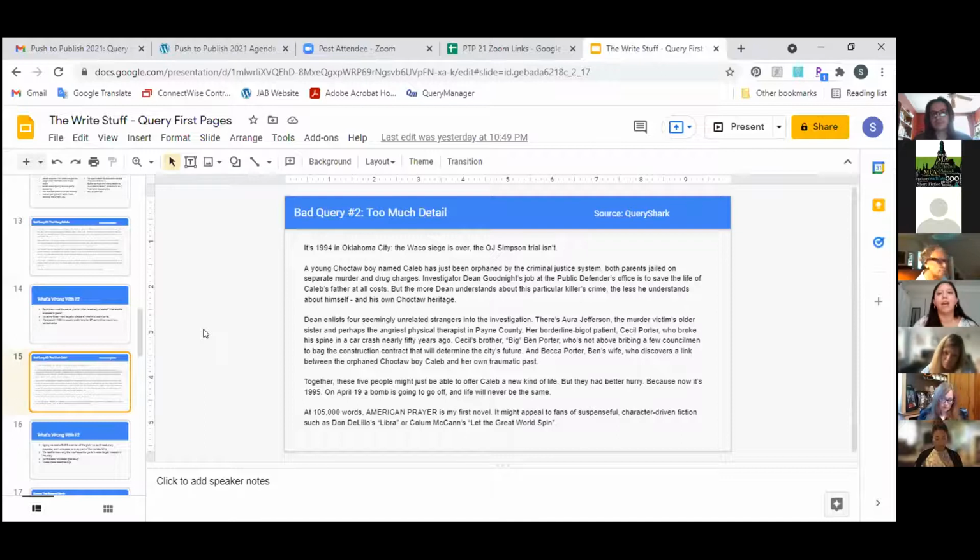Going into the next query, another issue that a lot of people have is that there's too much detail. In this one, it's 1984, we're in Oklahoma City, the Waco siege and the O.J. Simpson trial are in the headlines. This young Choctaw boy has been orphaned. This investigator has the job to save this boy's father's life, and he is investigating a certain crime. There's also a personal connection, because he's also Choctaw. And he has four people who are going to be part of his investigation. Then it lists all these different characters and their occupations. And then it goes, together, these people just might be able to solve the crime.